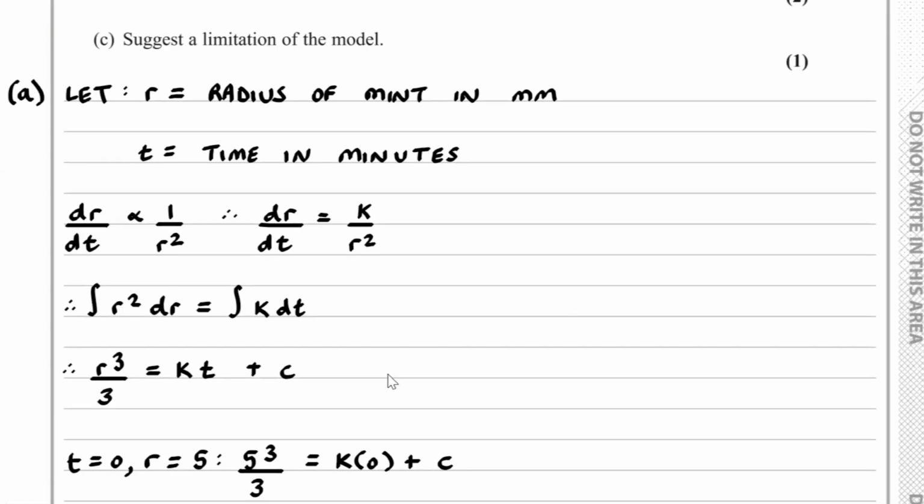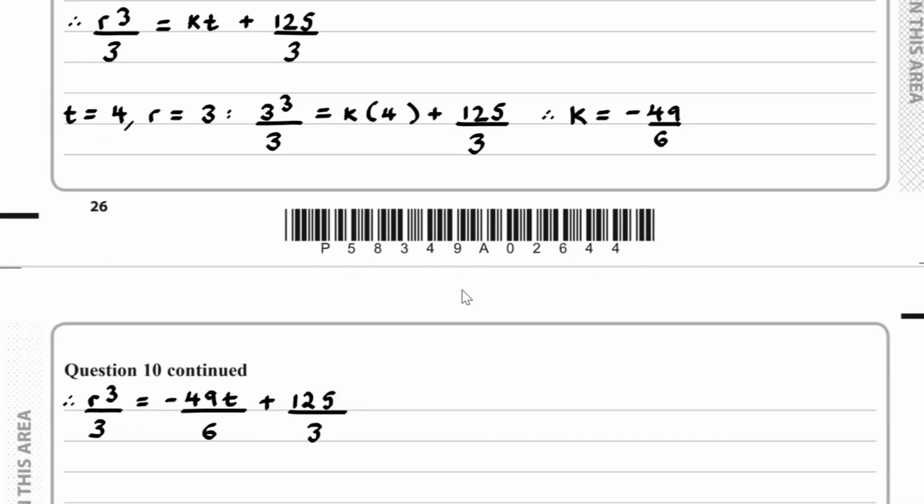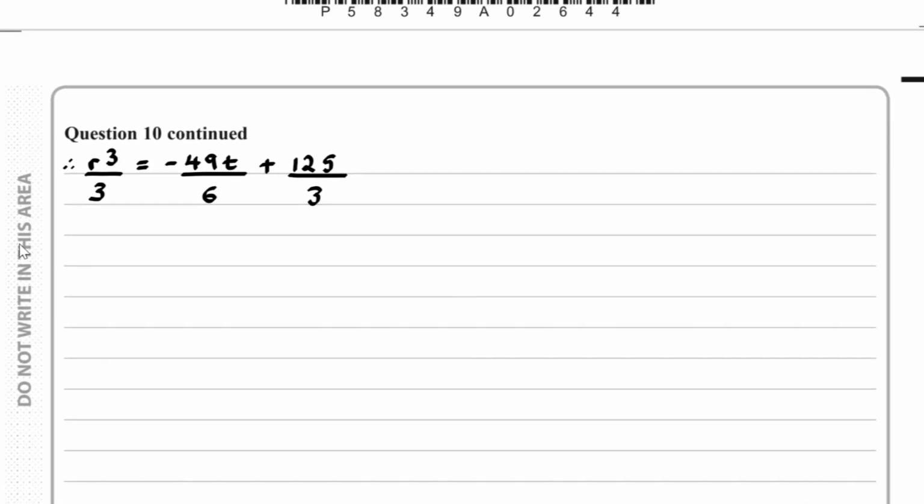And for part B, hence find the total time taken for the mint to completely dissolve, give your answer in minutes and seconds to the nearest second. Well, it completely dissolves for part B when r is equal to 0. So I've got 0 cubed over 3 equals minus 49t over 6 plus 125 over 3.